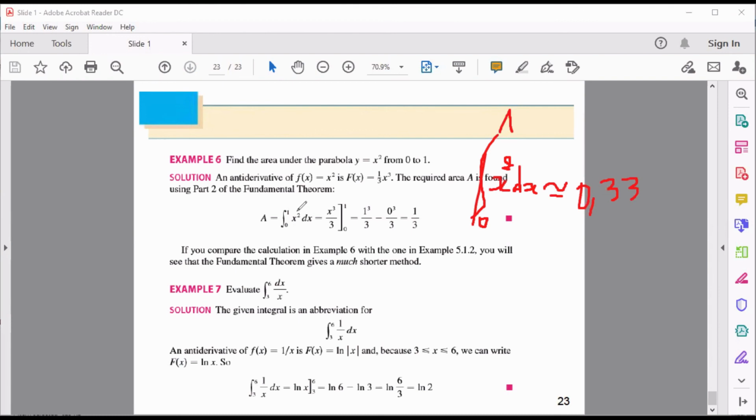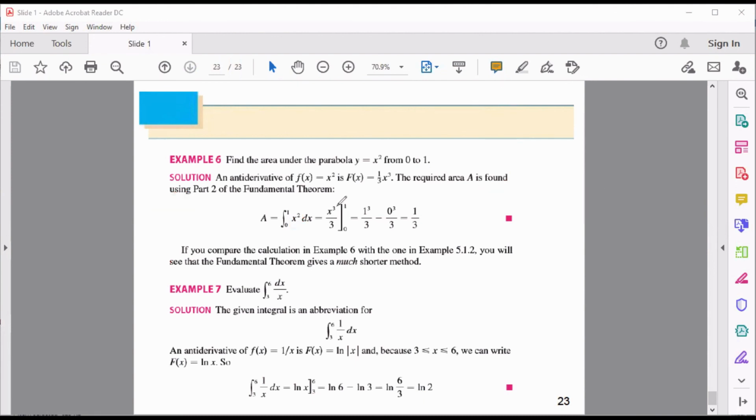Why? Because I want just a function such that its derivative is x squared. What is the function? The function is x to the 3 divided by 3. Why? Because when we evaluate the derivative of this function, x to the 3 divided by 3, it becomes x squared. That's why if f is x squared, capital F is x to the 3 over 3.